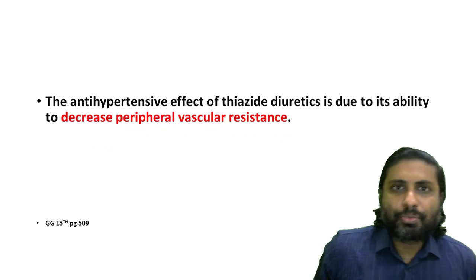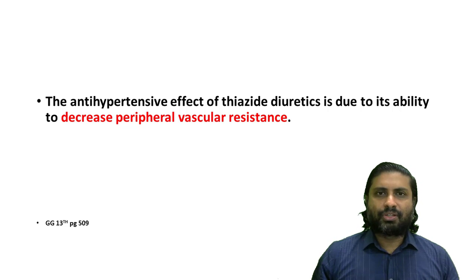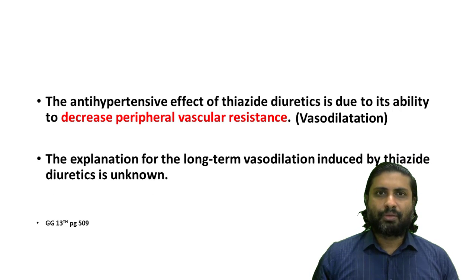Now, we discussed the mechanism of action of thiazide diuretics as an inhibitor of the sodium chloride symporter, but how exactly does it act as an antihypertensive drug? The answer to this question is vasodilatation. So just as loop diuretics are beneficial in acute decompensated heart failure by producing venodilatation, thiazide diuretics are useful in hypertension by producing vasodilatation. The mechanism of this vasodilatation is still under debate. There are various theories, but none have gained considerable acceptance.